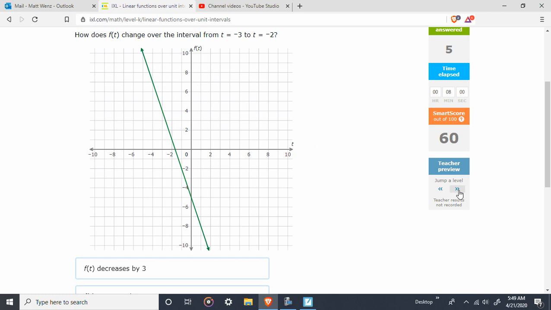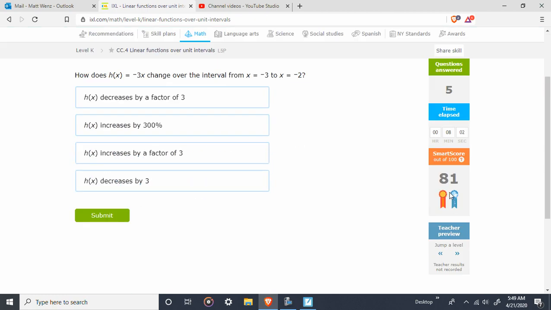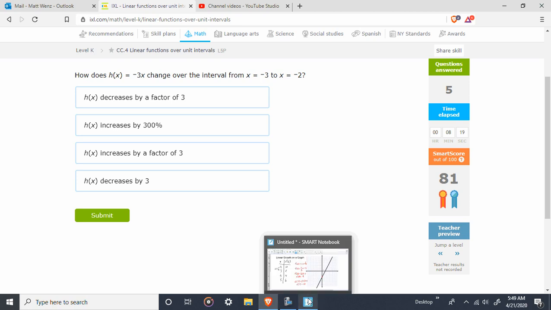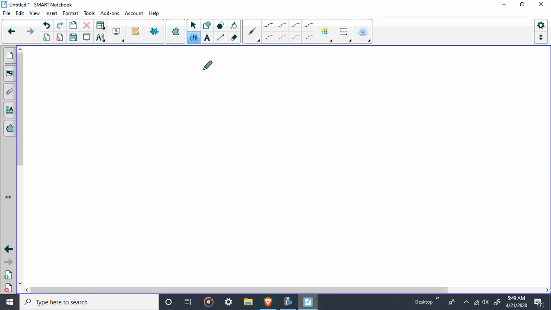There were some questions I want to look at. Okay. So if you're given it in this form, this is essentially what used to be called y equals mx plus b form. So what do they really want you to do? They want you to plug in -3, and they want you to plug in -2 to see what it gets out. So h of x is equal to -3x, and they want you to evaluate it at -3 and -2.